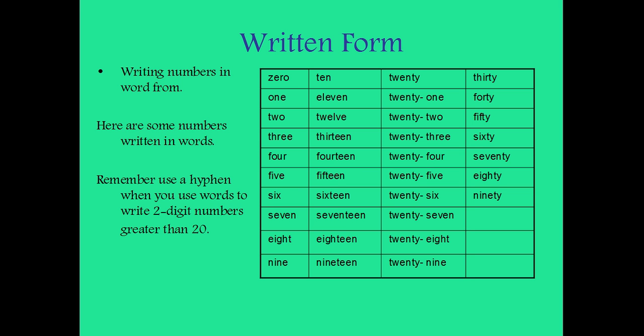Alright, written form. It's writing numbers in their word form, and here is a big table of some of the words written in word form. I believe Miss Julie is actually going to be using some of these on the spelling test for the next couple of weeks. You can always use a dictionary to check the spelling. Remember to use a hyphen when using words to write 2-digit numbers greater than 20. So you have 21, 22, and so on.